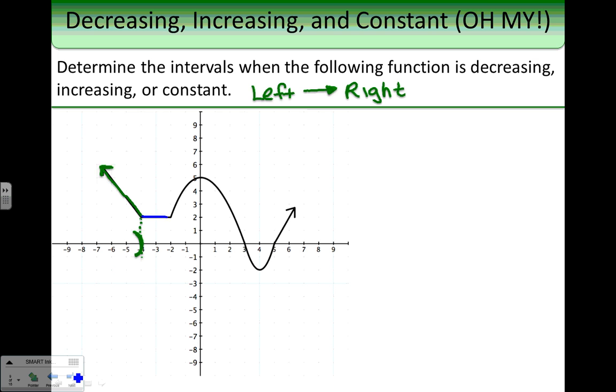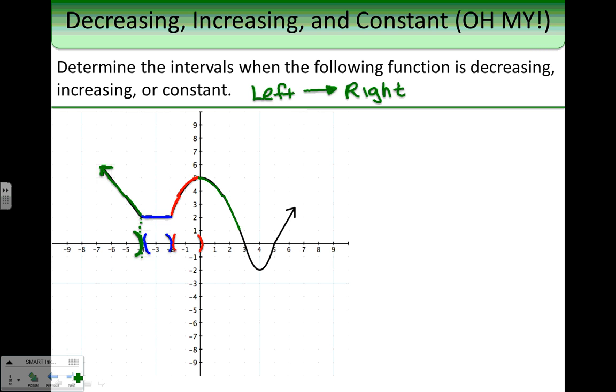From -4 to -2, reading from left to right, my graph doesn't go up or down. So that's considered constant, from -4 to -2. Continuing left to right, now starting at -2, my graph starts to go up. So it's increasing all the way up until it gets here where it starts decreasing again. So from -2 to 0 is when my graph is increasing. Once it stops increasing, it starts decreasing again.